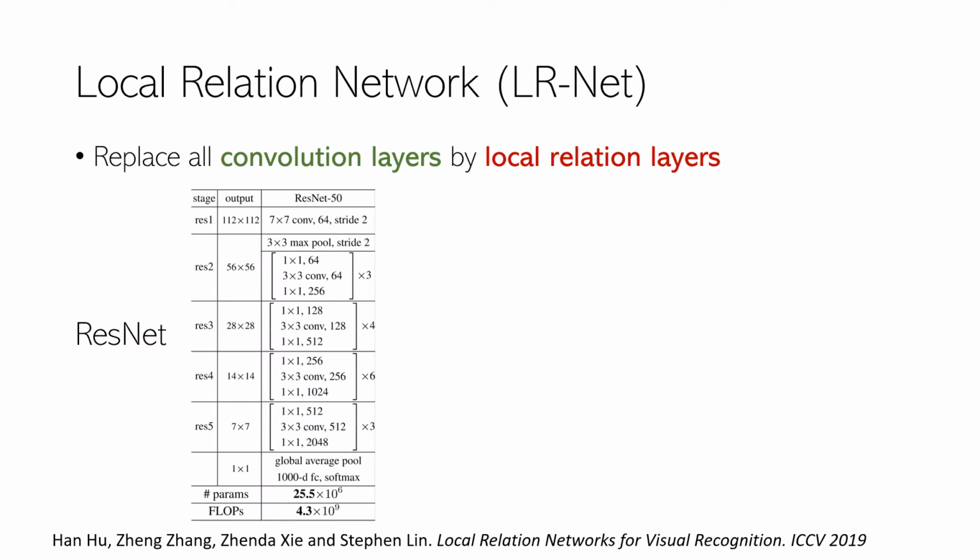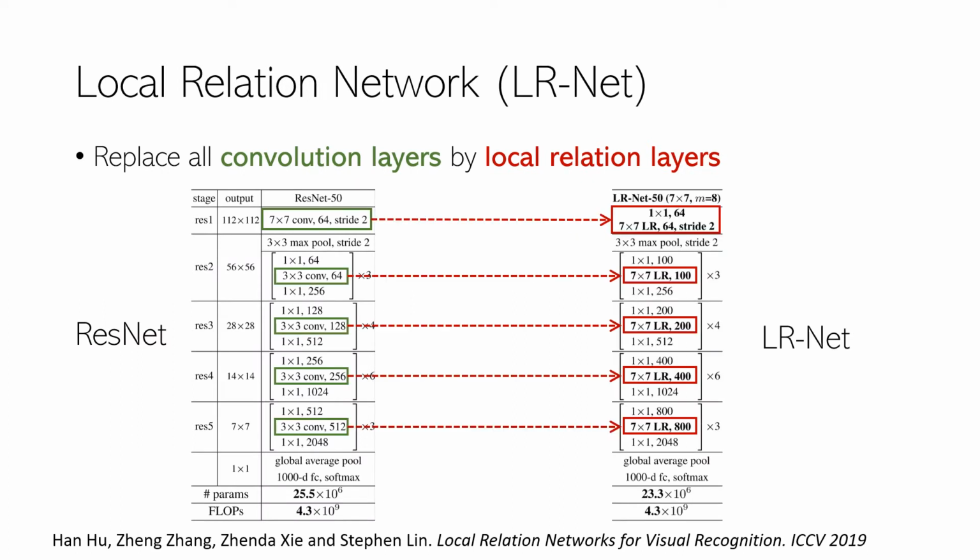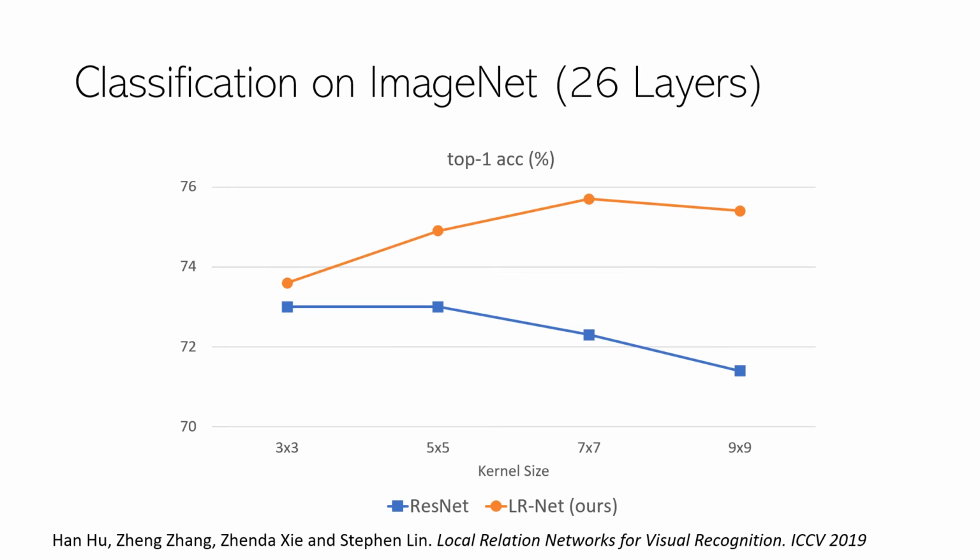This self-attention layer can be used to replace all spatial convolution layers in a ResNet. The resulting network is totally convolution-free and is named LRNet. On ImageNet classification, this new network based on self-attention modeling performs 2.7 better than ResNet with the same computation budget.